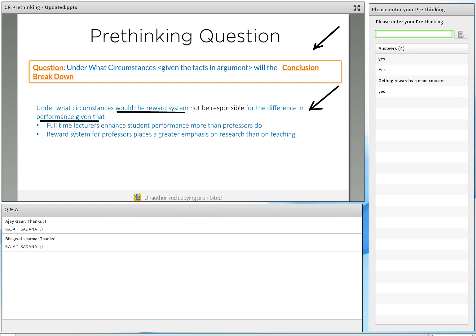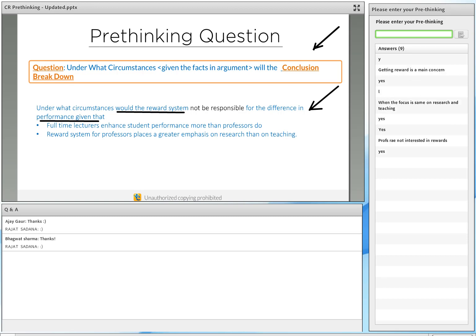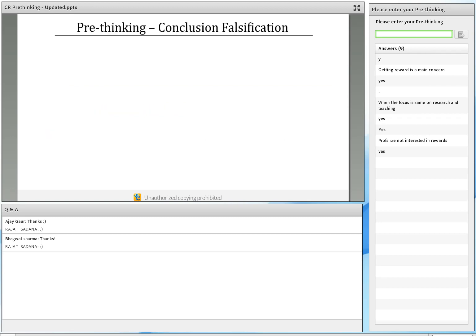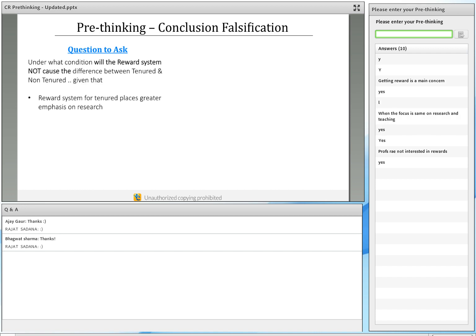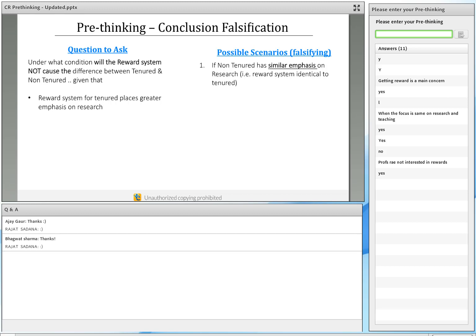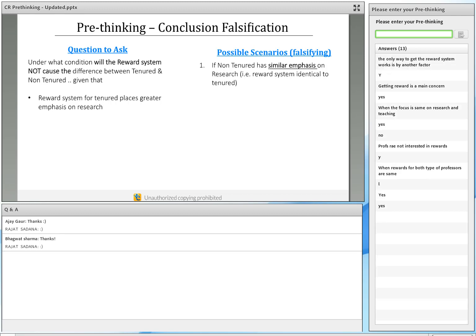Okay, based on the framework, can you really see how we formed this falsification question? The question is, under what circumstances would the reward system not be responsible? What the author is saying, what we really want to say, is: is there a scenario in which I cannot blame the reward system for the difference in performance, given this piece of information? Some of you are now starting to give me good answers. So again, under what circumstances would the reward system not cause the difference? What are some possible scenarios?